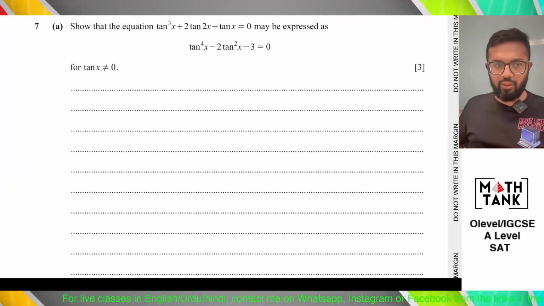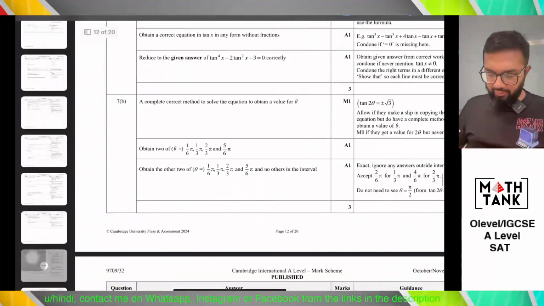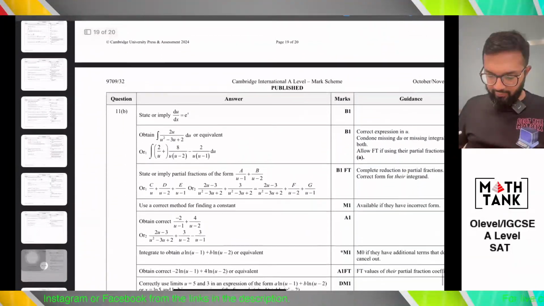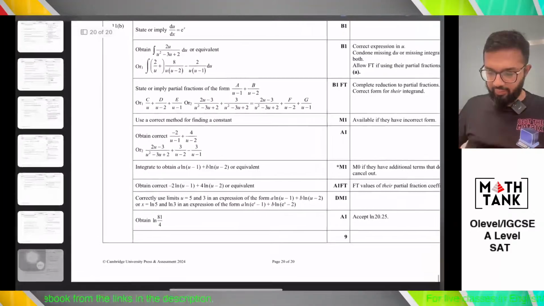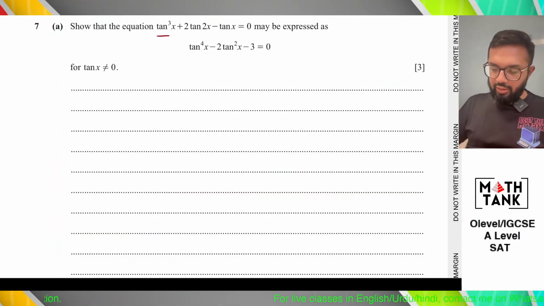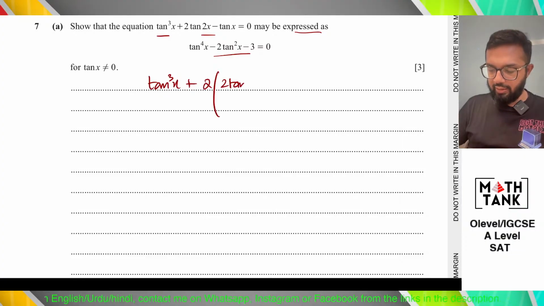Moving on, we are on to question number 7 now. How many questions are there in this paper? 7, 8, 9, 10, 11, 11, yeah. Okay, so we're quickly on to question number 7. This is show that this can be expressed as this. So what I need to get rid of is the double angle here. So it's going to be 2 tan x over 1 minus tan square x.